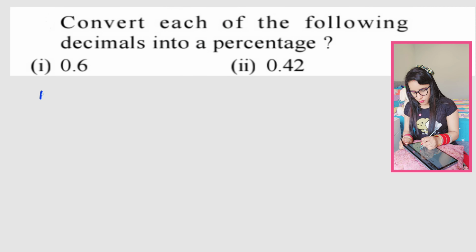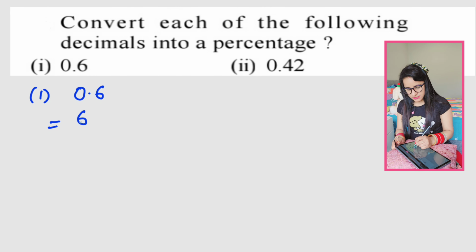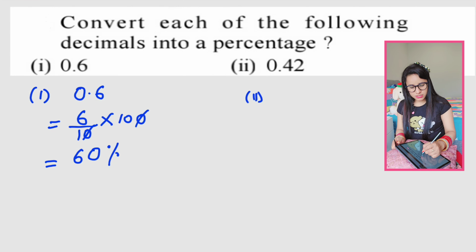Here it is 0.6. Now 0.6 will be written as 6 upon 10. I hope you know that. Multiplied by 100. So 0 and 0 got cancelled out and you're left with your answer, that is 60%. Right? Let's try the next one now. In the second part, it is 0.42.